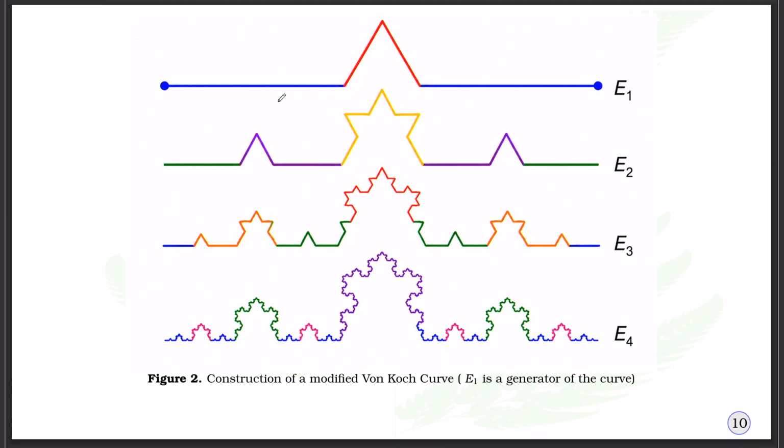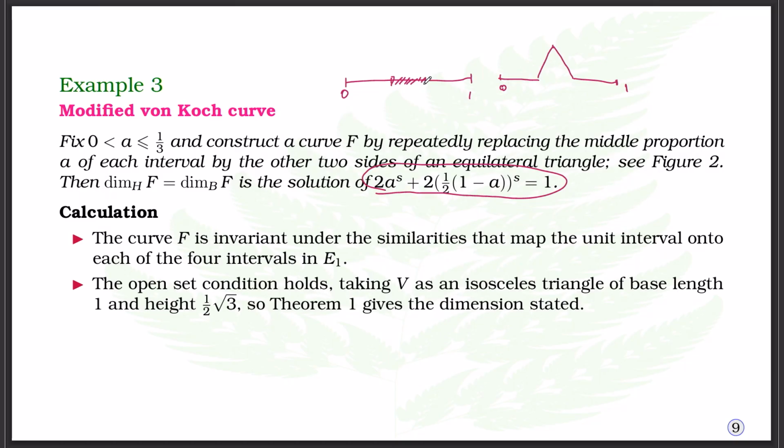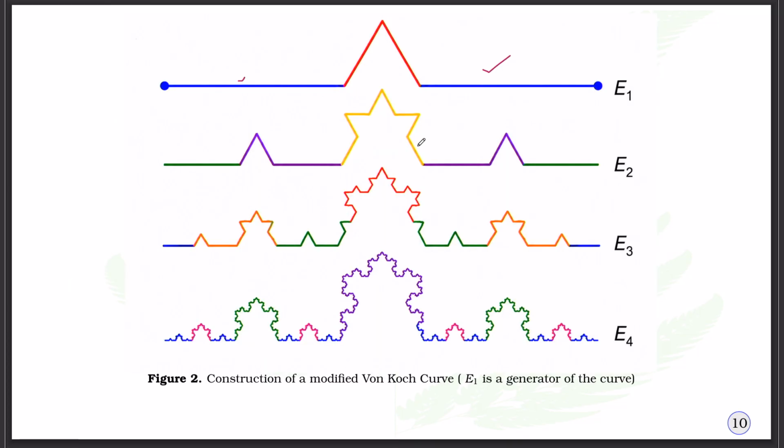Here you can see we are taking the unit interval. The middle interval length is a, which is less than or equal to 1 by 3. Equal to 1 by 3 means we will get the same triangle. Otherwise we will get this type of curve. So this side has 1 minus a by 2, this also 1 minus a by 2, this is a, so that the final length will be 1.